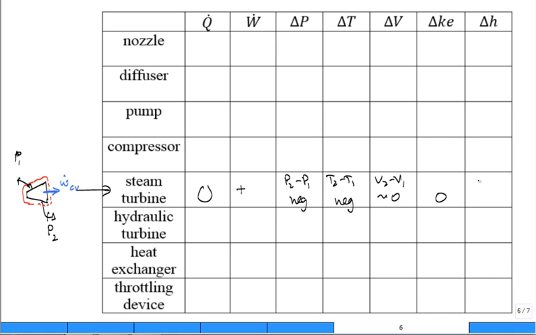And what about the change in enthalpy? Exit enthalpy minus the inlet enthalpy. That's what made the shaft turn. We converted fluid power into mechanical power. So this is negative, isn't it? The exit enthalpy is a lot lower than the inlet enthalpy. All right, so that was the steam turbine. Somebody else pick another one.